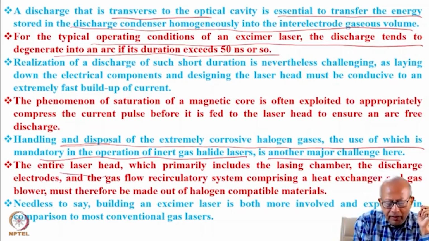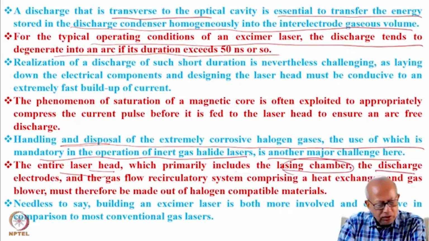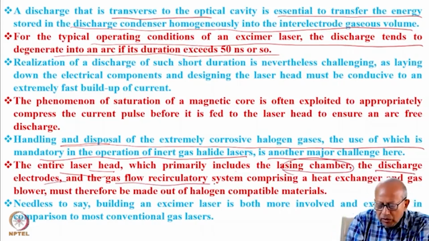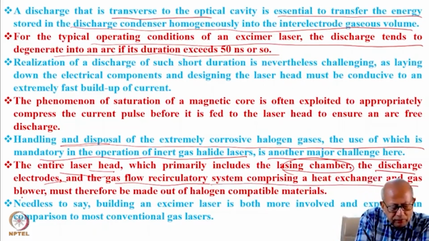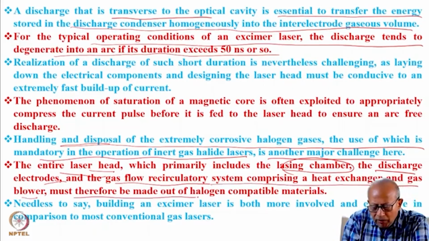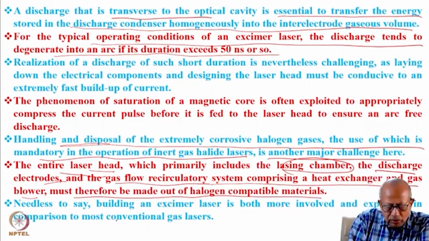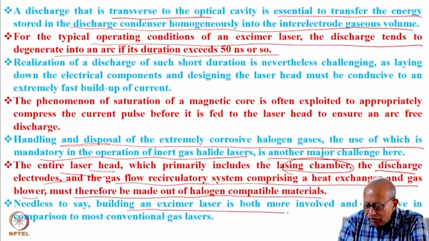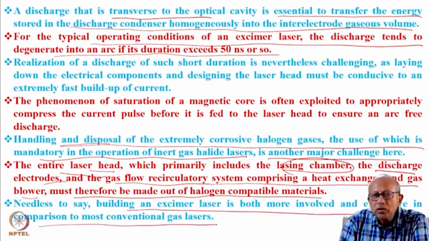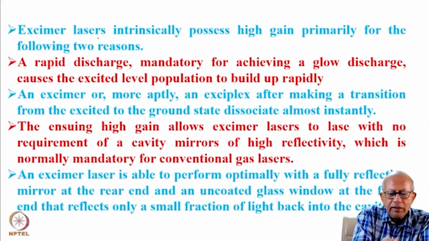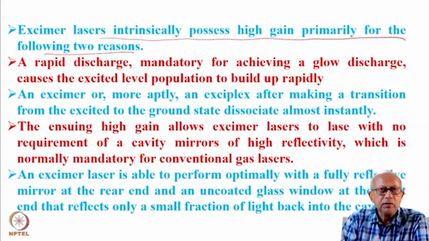The entire laser head that comprises the lasing chamber, the discharge electrodes, and the gas flow circuitry comprising a heat exchanger and gas blower must therefore be made out of halogen compatible material. Needless to say, building an Excimer laser is both more involved and expensive in comparison to most conventional gas lasers. Excimer lasers intrinsically possess high gain primarily for the following two reasons.